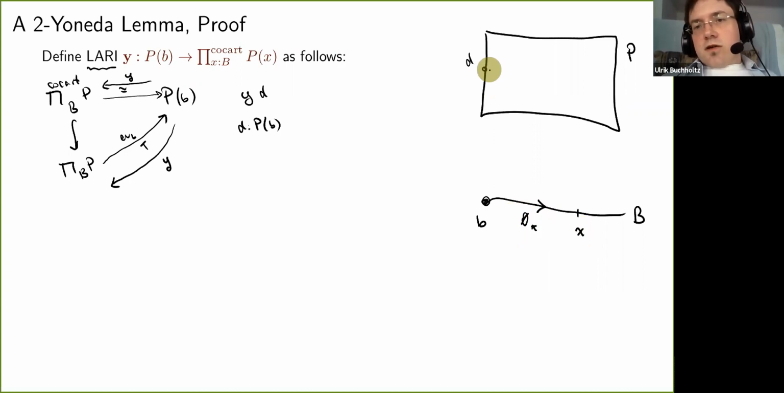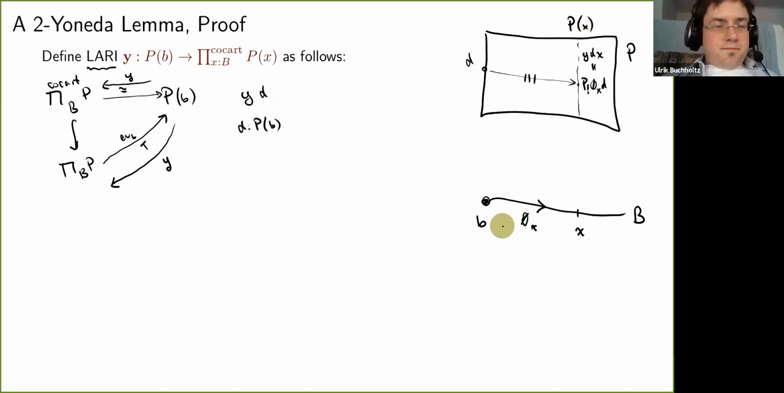We take the Co-Cartesian lift, and then we get the functorial action of P along the unique arrow from the initial object. And then we lift D. So this object is our Yoneda D at X. This lives in P of X. Okay, so this is Yoneda D of X.